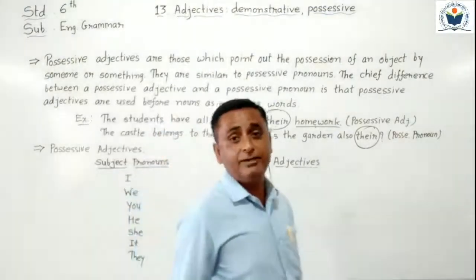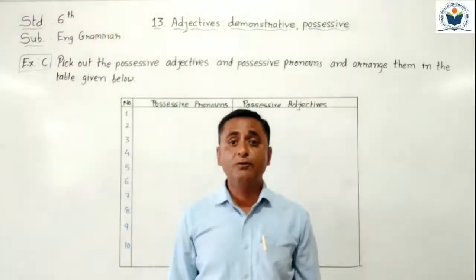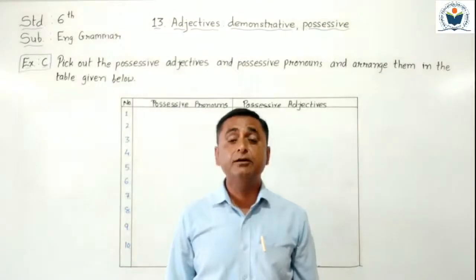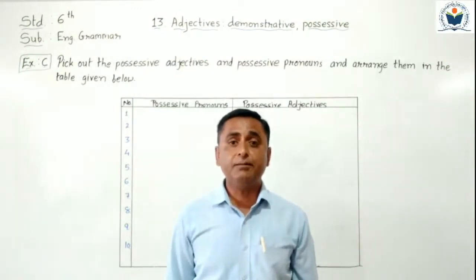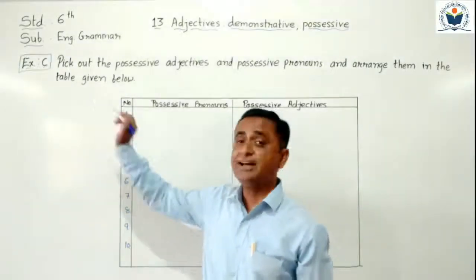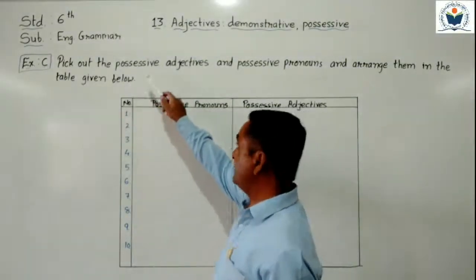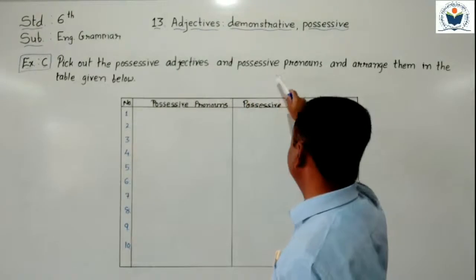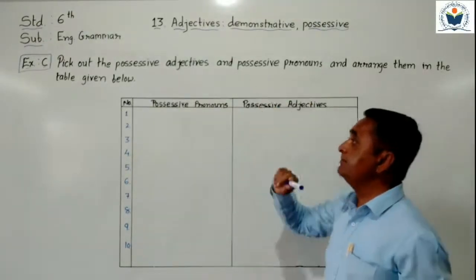Now related to that we have to do an exercise. Now students, we have to do an exercise related to possessive adjectives. In our previous screen, we studied the possessive adjectives teaching points. Now based on that, we have to do exercise C. Exercise C's heading is given here: pick out the possessive adjectives and possessive pronouns and arrange them in the table given below.